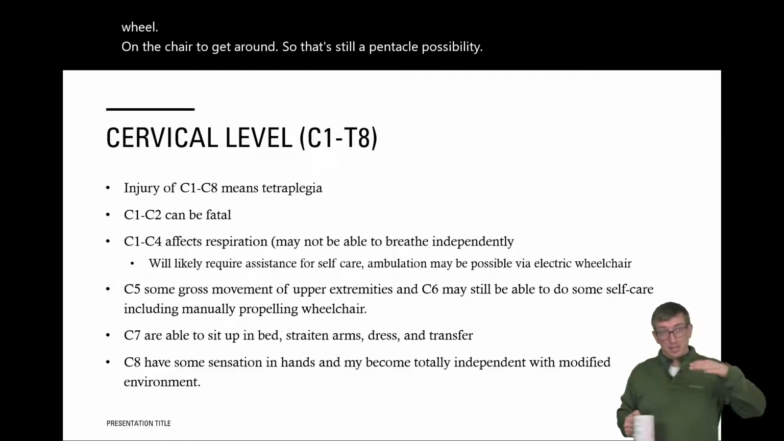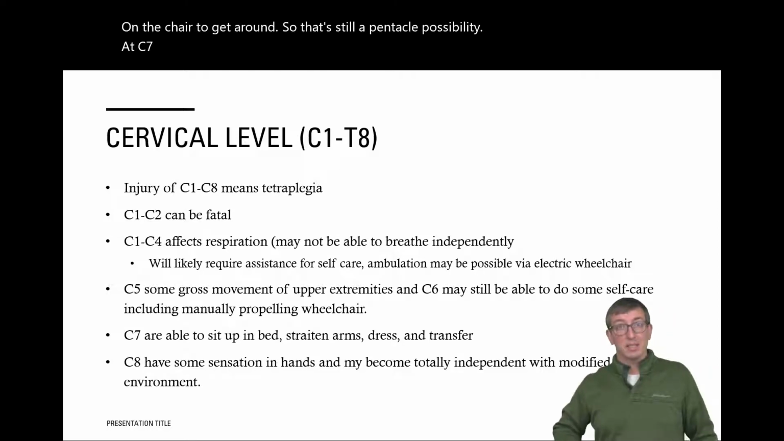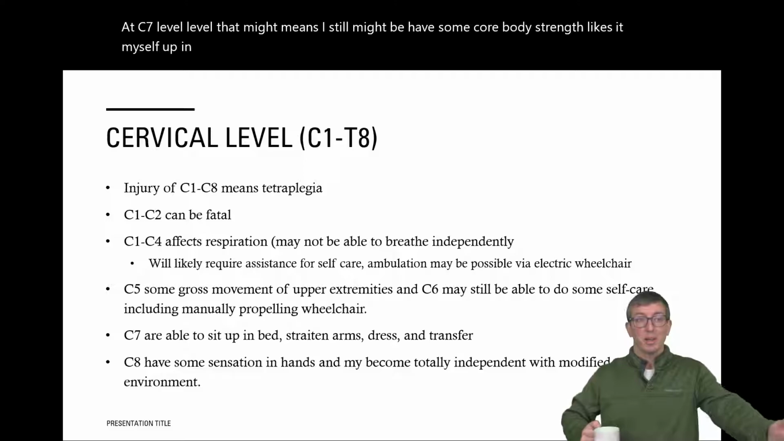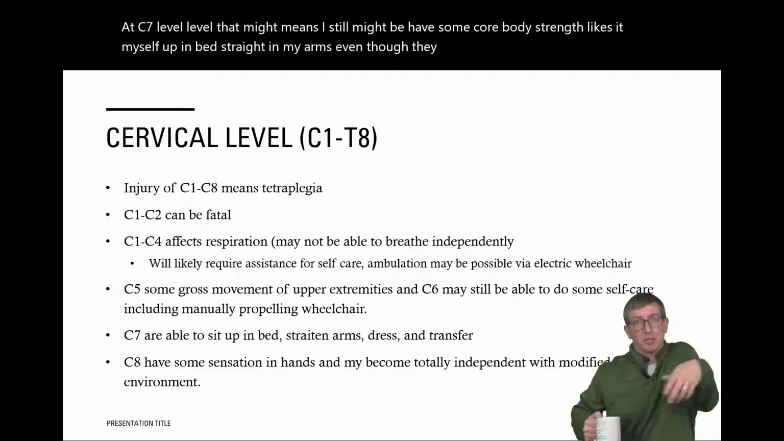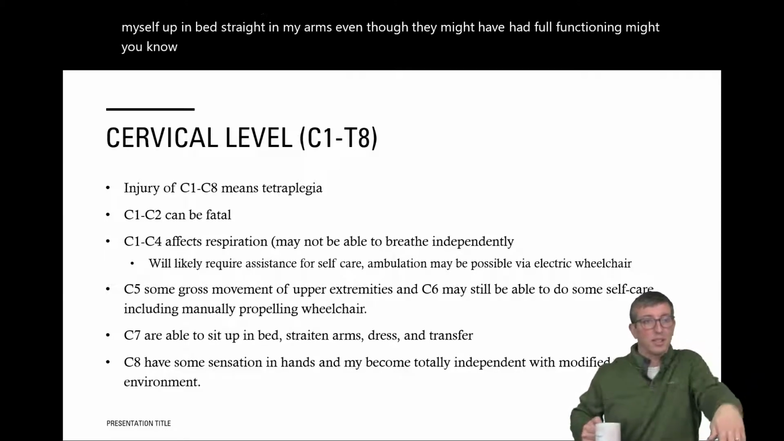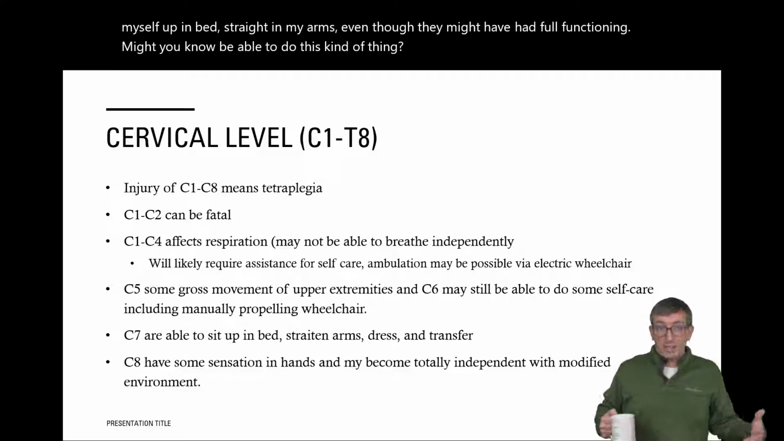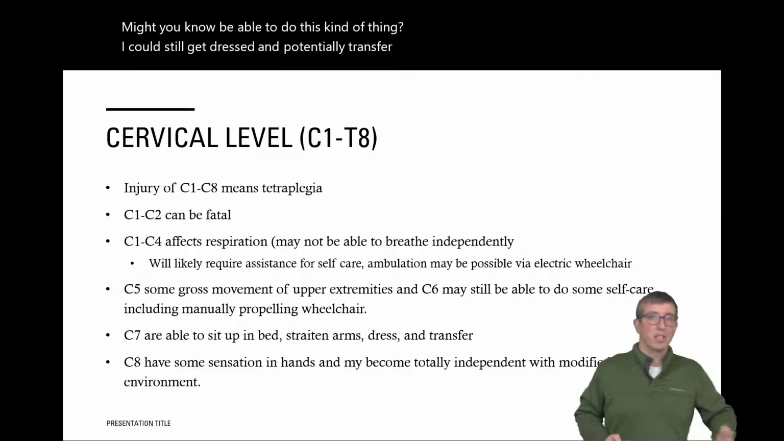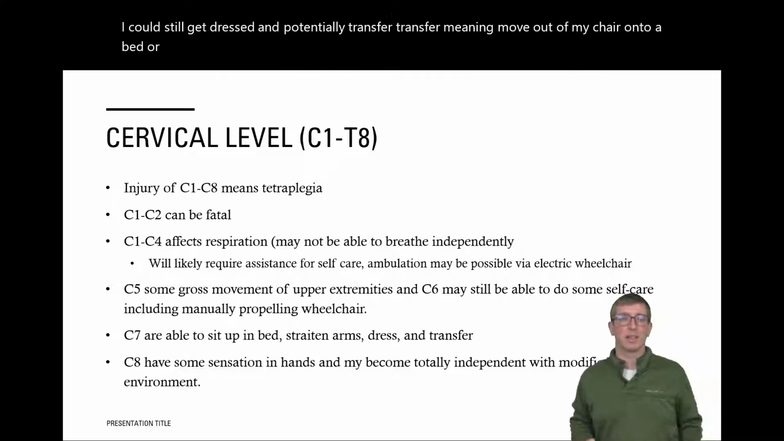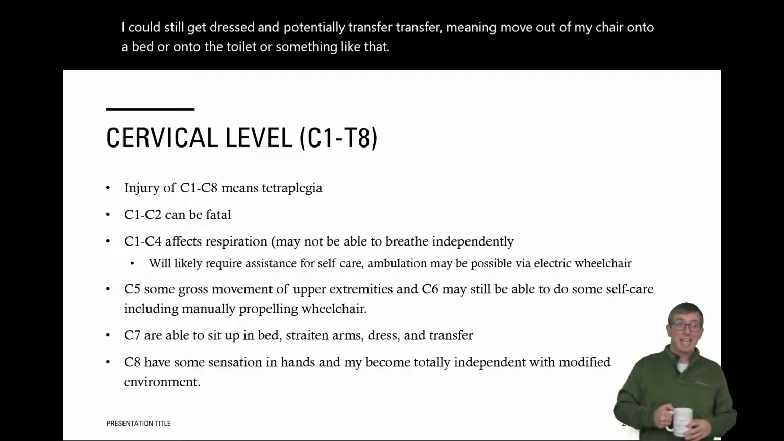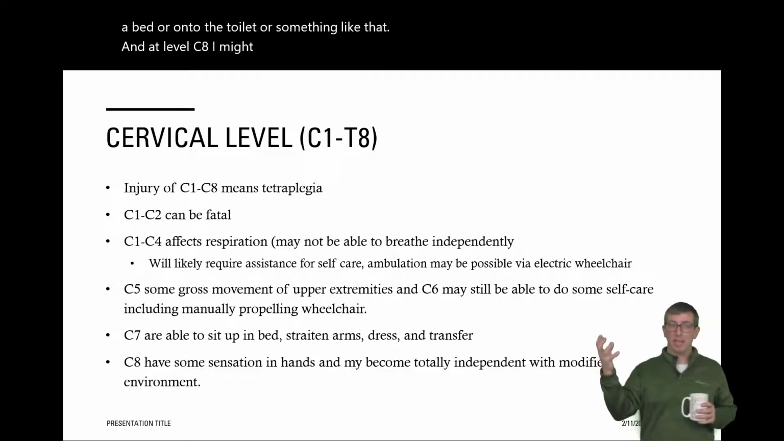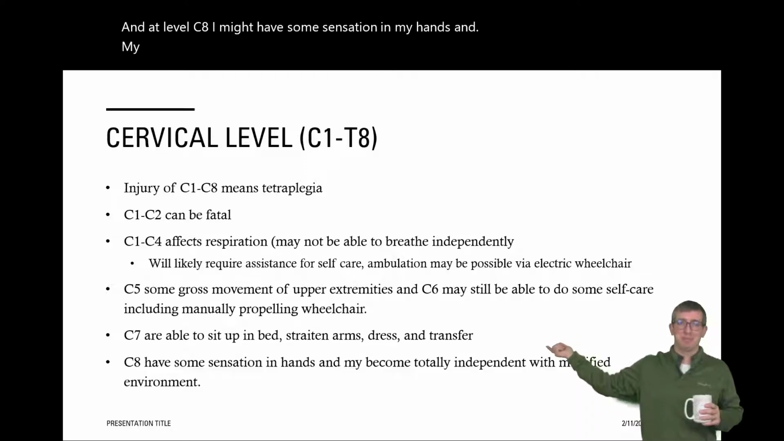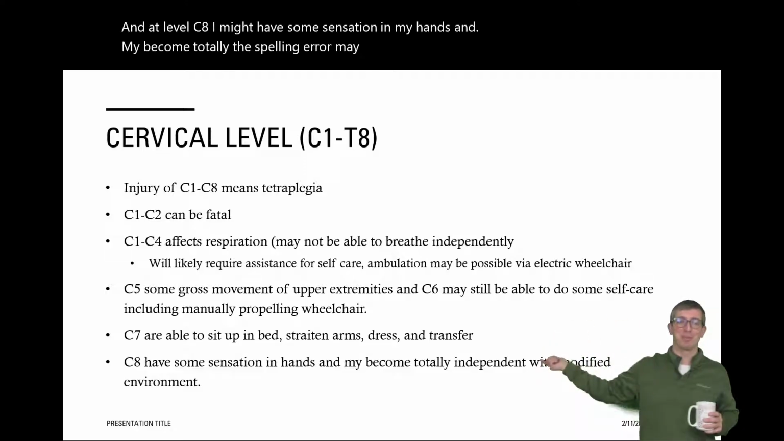At C7 level, that means I still might have some core body strength to sit myself up in bed, straighten my arms, even though they might not have full functioning. I could still get dressed and potentially transfer. Transfer meaning move out of my chair onto a bed or onto the toilet or something like that. And at level C8, I might have some sensation in my hands and become totally dependent with modified environment.